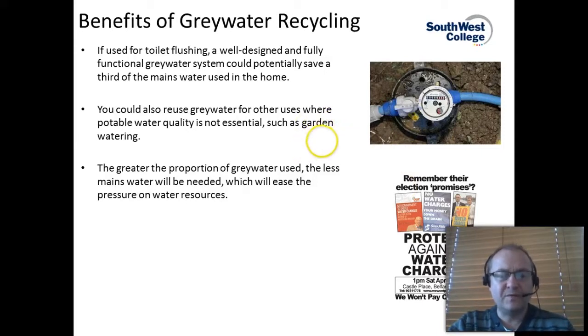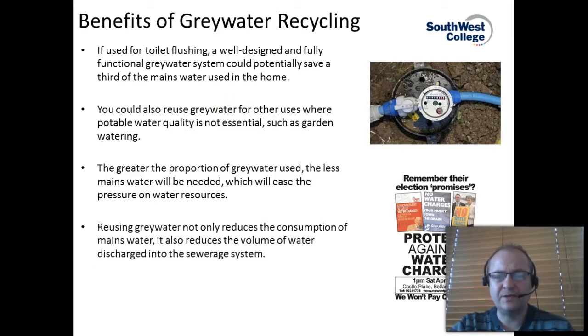The larger the proportion of grey water used, the less demand there is on your mains water, which has two benefits. It eases the pressure on the water resources from the water company's point of view, but it also reduces your bills, particularly if you're on a metered mains water supply.